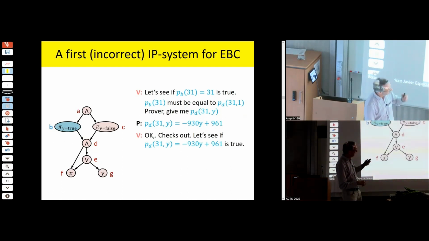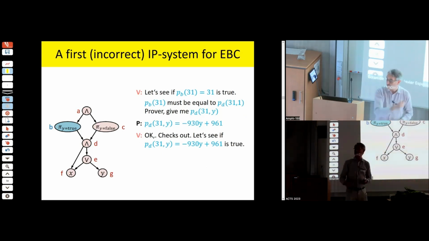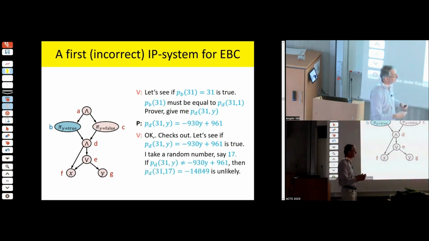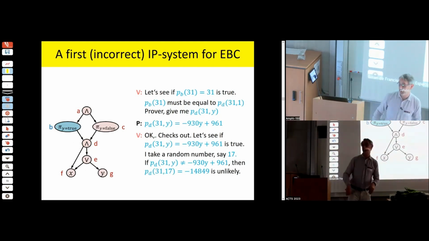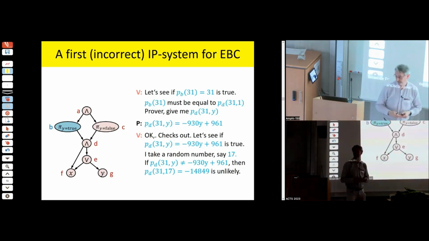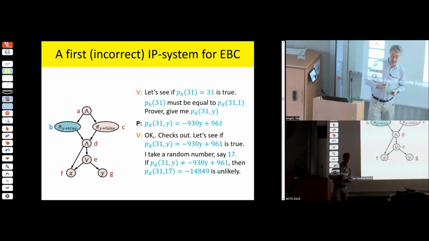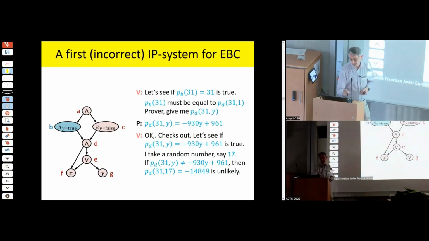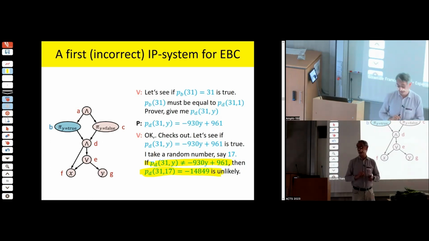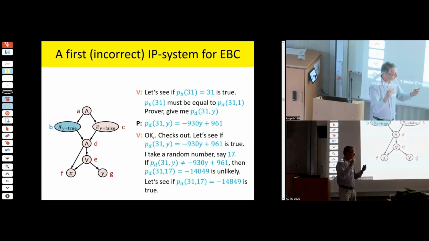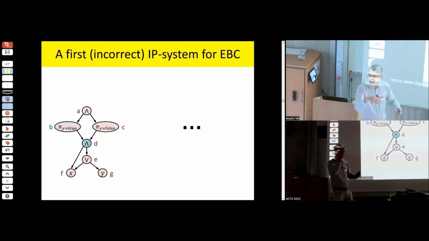Checks out. And now the idea is, okay, but is this the right polynomial, or is the prover trying to fool me, right? And then what the verifier says is, well, let's take another random number. Now let's say 17, okay? And let's apply the same principle. If this polynomial would not be the right one, then it would be very unlikely that when I evaluate it on 17 for y, I get this result, right? So now let's see if this is true, and then it goes on.